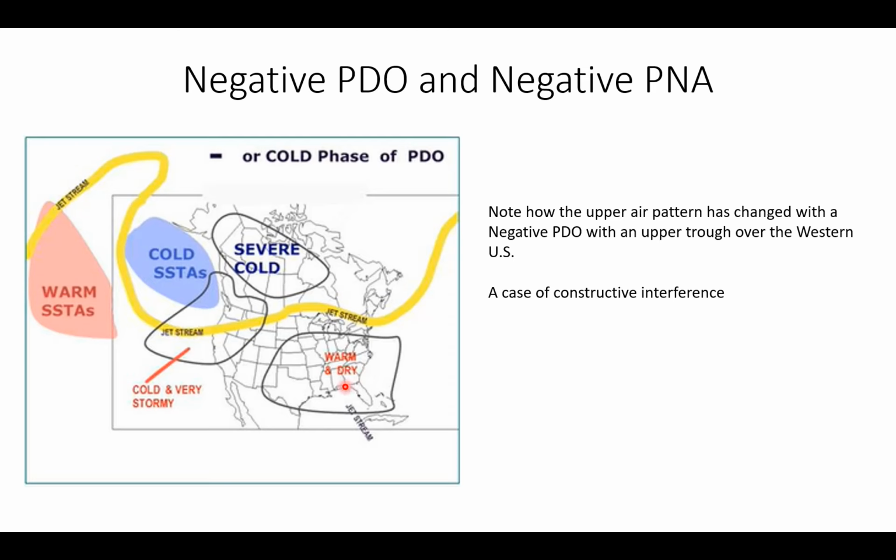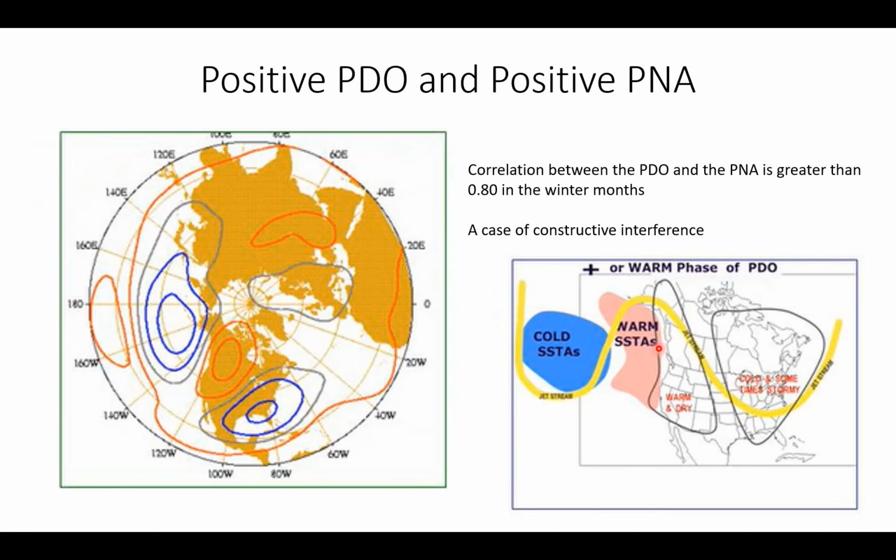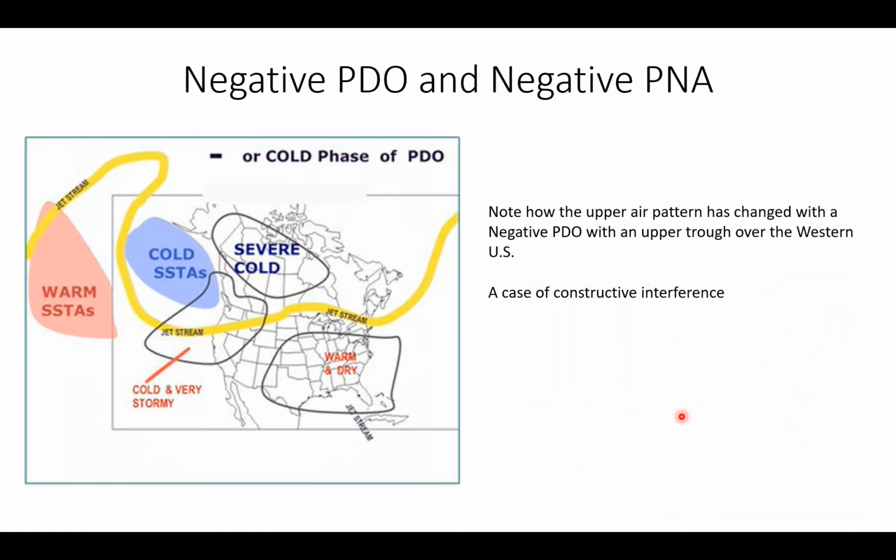All right, so this is also a case of constructive interference where both your negative PDO and negative PNA are working in the same direction. But it's a major difference in how the upper air pattern sets up, which means a whole heck of a lot when we talk about the winter temperature and precipitation anomalies setting up for specific winters. Here again is the negative PDO, and look at this, positive PDO. Look at this. That's a big difference.